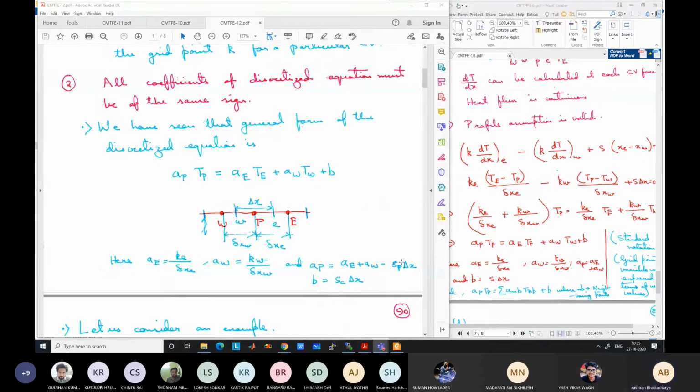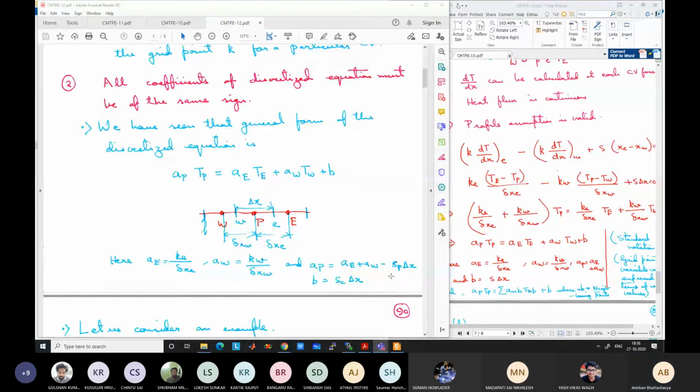This can be avoided if we always ensure that SP is negative. Even if SP is positive, this can be avoided if SP is small enough. If SP is small, SP delta X will be smaller than AE and AW. But if SP is large and positive, SP delta X may become larger than this and the entire term may become negative. This situation will not arise if you always ensure that SP is negative.